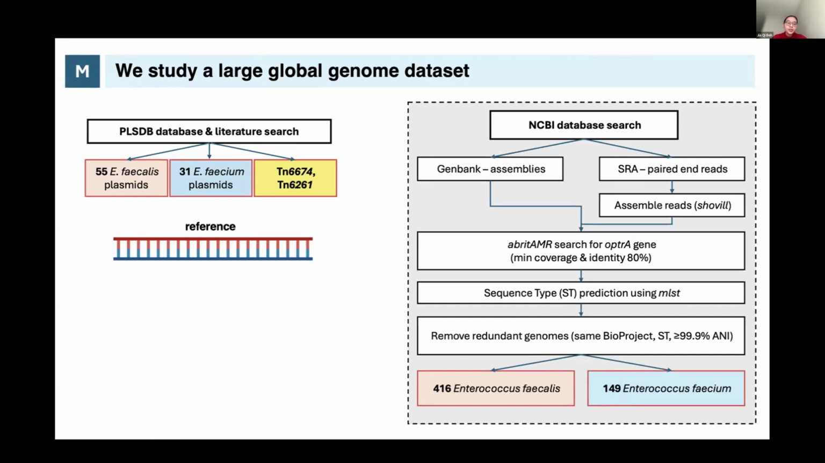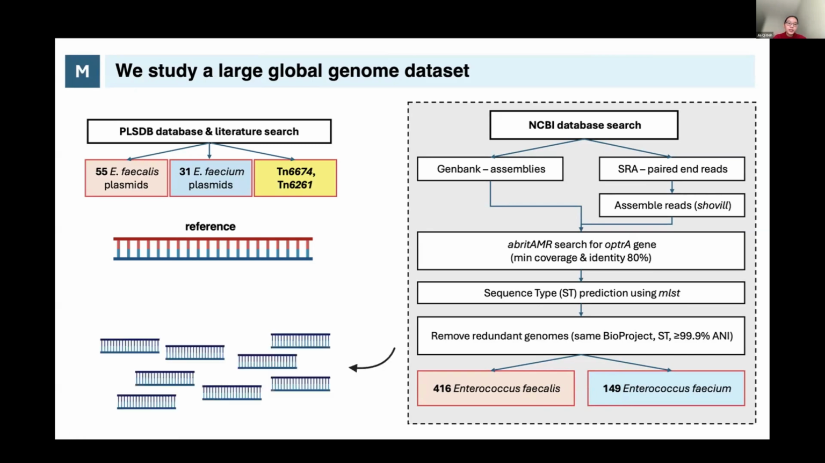Once I've got these genomes, I then map them to the plasmid and transposon references from earlier using Minimap2 with an assembly-to-assembly approach.